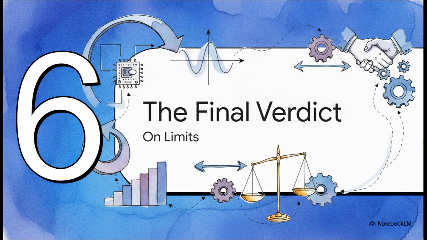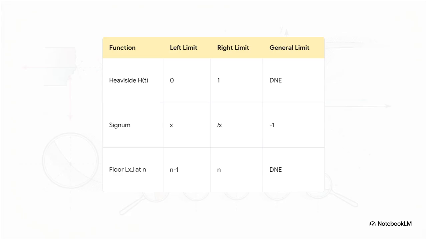So, we've looked at a digital switch, a sine function, and a staircase cost. After all that, what's the final verdict? Well, it really all comes back to that one single core rule. The two sides have got to agree. This table really says it all, doesn't it? For the Heaviside function, the limits were 0 and 1. For the signum, they were -1 and 1. For the floor function, they were n minus 1 and n.